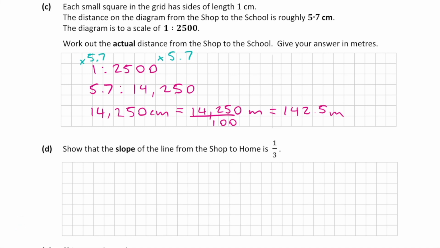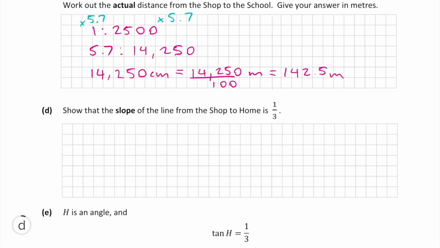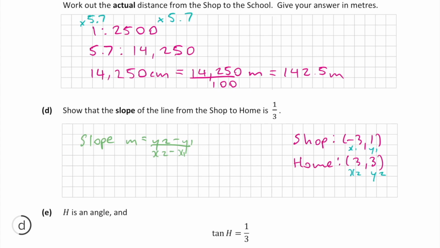In part D, we have to show that the slope of the line from the shop to home is 1/3. To work this out, we need to use the slope formula from our logbooks, which says that m is equal to (y2 - y1)/(x2 - x1), or rise over run. And we already worked out the coordinates of these points back in part B, so we can use them again here. In this case, we get the equation m equals (3 - 1)/(3 - (-3)). And that works out to be 2/6, which can be simplified to 1/3.